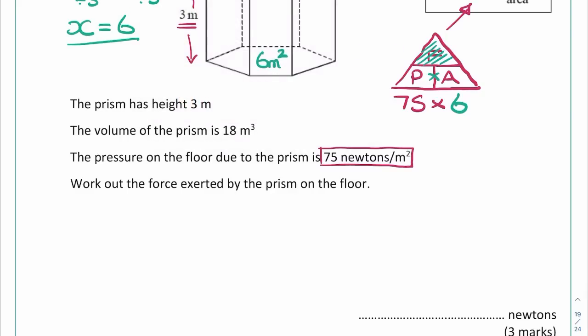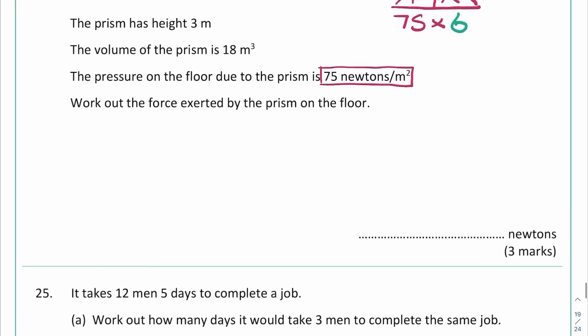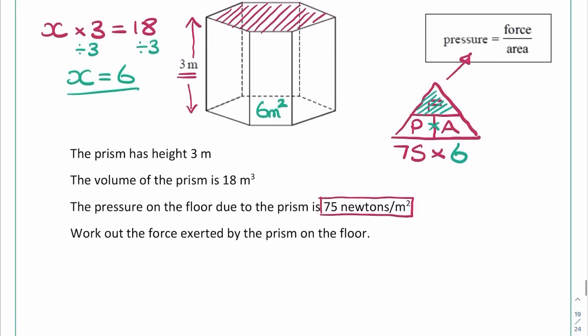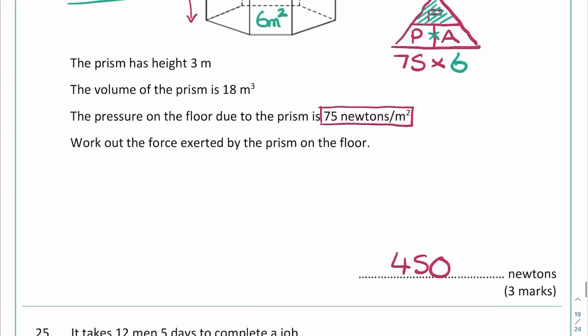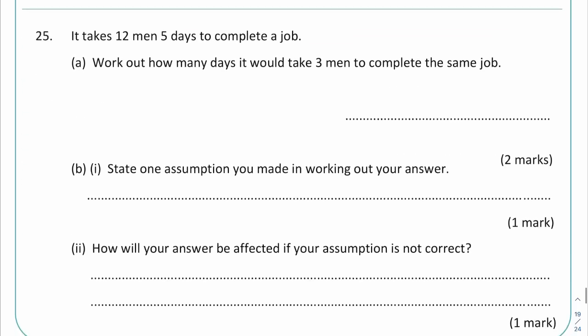75 times 2 is 150, so times 6 is 450. There you go, 75 times 6, obviously you can do your multiplication for that. But that is 450 newtons, and that would be the force exerted by the prism on the floor. And there we go, there is some pressure force area. On to our next question.